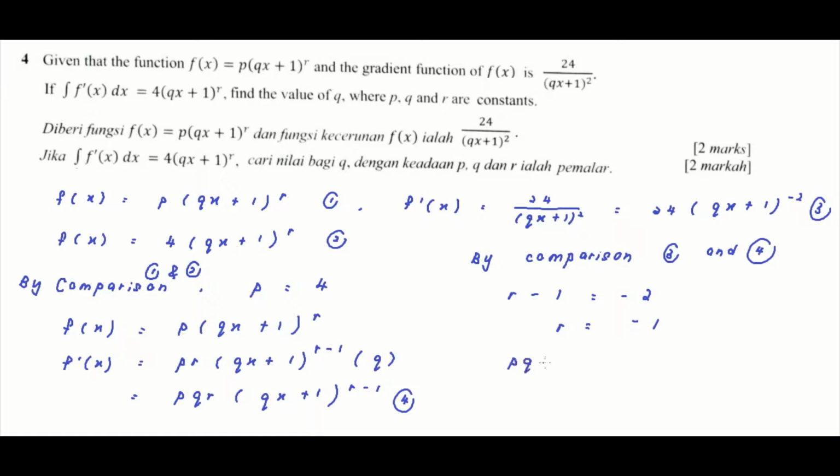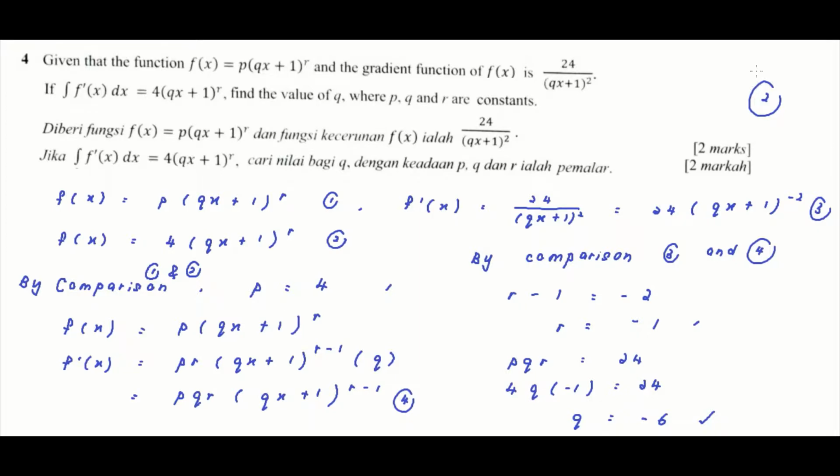So PQR equals 24. So now I can substitute the number that I have found just now. So for Q, then r negative 1 equals 24. So move them around, then I'll be able to get Q equal to negative 6. Okay, so for this question, whether you get P or r, you are given 1 mark. Then after that, your last answer should be given 1 mark. So 2 marks here. Okay, all right.